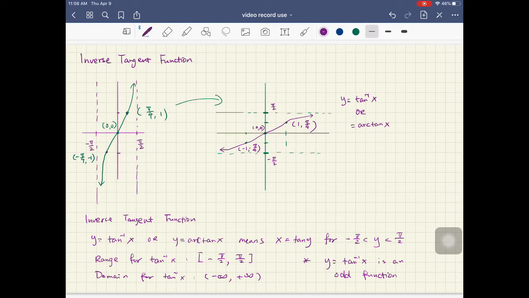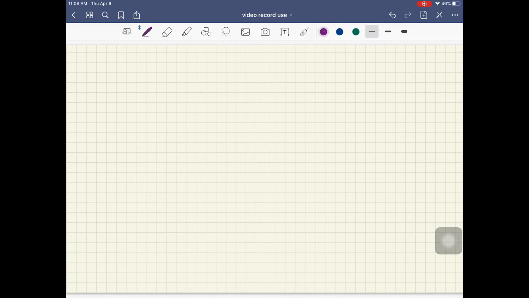Okay. So for this one, I have 2 examples. We can show you how to look at those, or how to use the inverse function definitions to solve problems. So find the value for y equals arc tangent of negative 1.